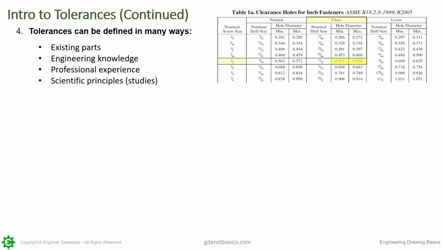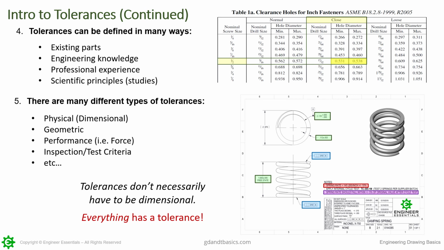Tolerances can be defined in many ways. These can be from existing parts, engineering knowledge, professional experience, or scientific principles like studies and tests. There are many different types of tolerances. They can be physical, which are probably the most common, the dimensional tolerances you see, geometric, performance-based, like force requirements, inspection or test criteria, such as specific tests that we have on the part, or any other type of limit that we're putting on this part. Tolerances don't necessarily have to be dimensional, but remember, everything has a tolerance.